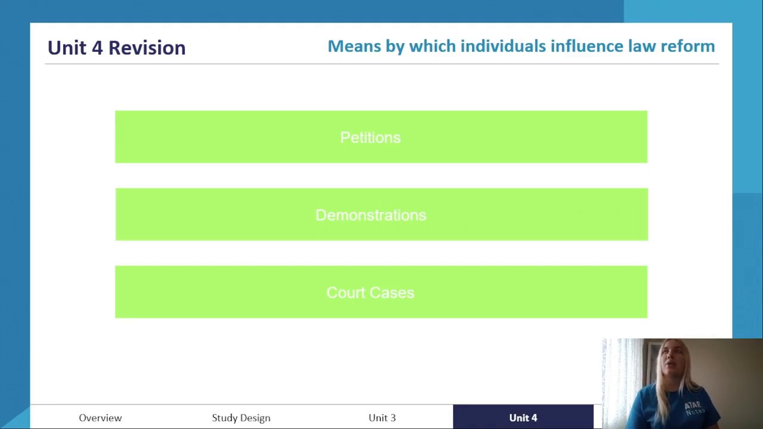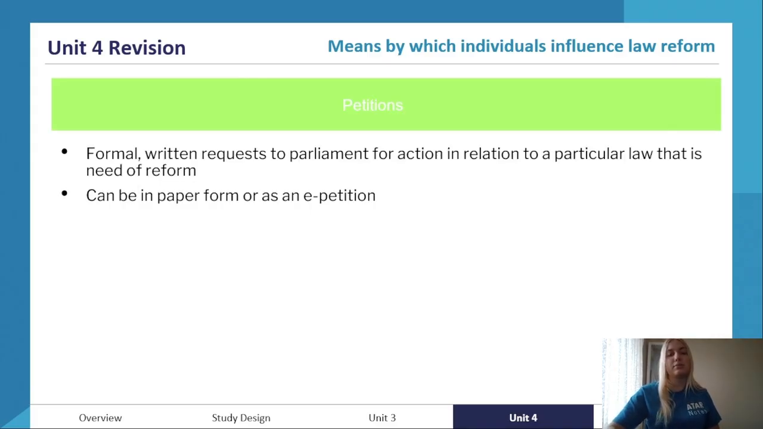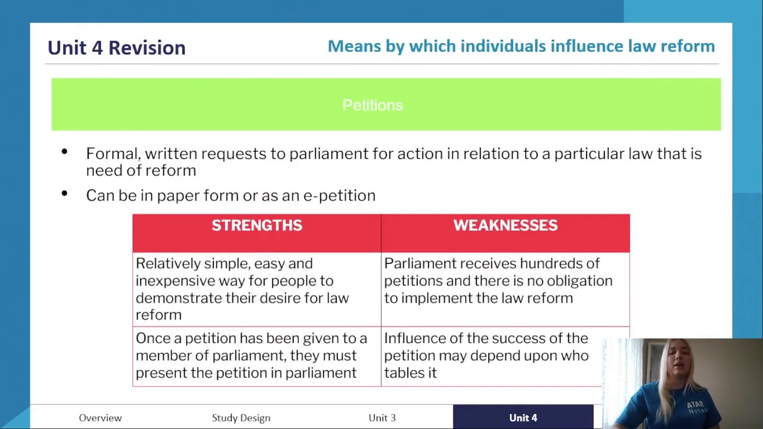However, there is no guarantee that members of Parliament will read your petition or do anything to address it, even if it has a lot of people signing off on it, and even though it's tabled in Parliament because they're required to be tabled in Parliament. They may still not do anything. So again, petitions are very simple, easy, inexpensive. They must be presented in Parliament.